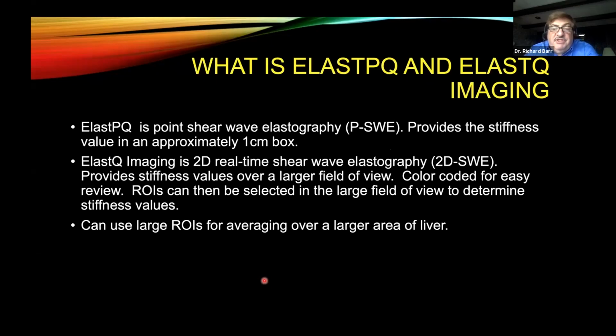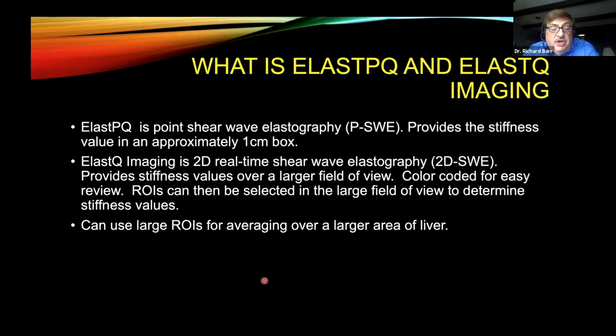So on the Philips system, we have ElastPQ and ElastQ. So ElastPQ is a point shear wave technique, and it provides a stiffness value in an approximately 1 centimeter box. ElastQ imaging is a 2D real-time shear wave elastography. It provides stiffness values over a large field of view, and it's color-coded for easy review. ROIs can then be selected in that large field of view to determine stiffness values.